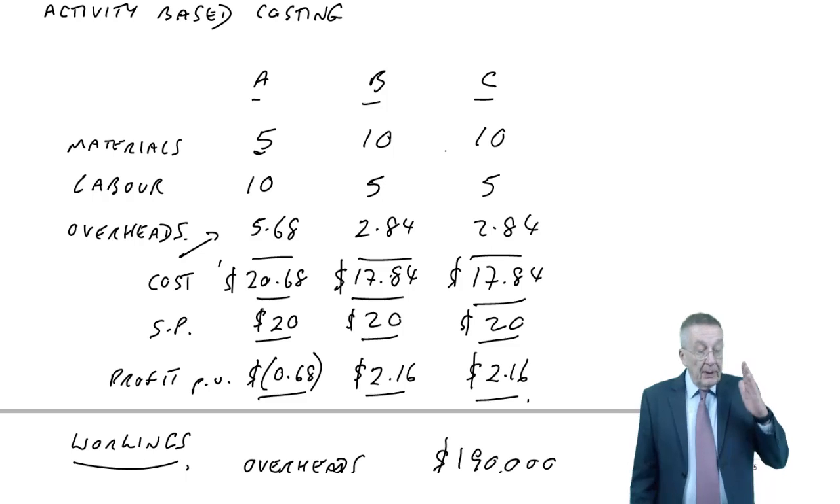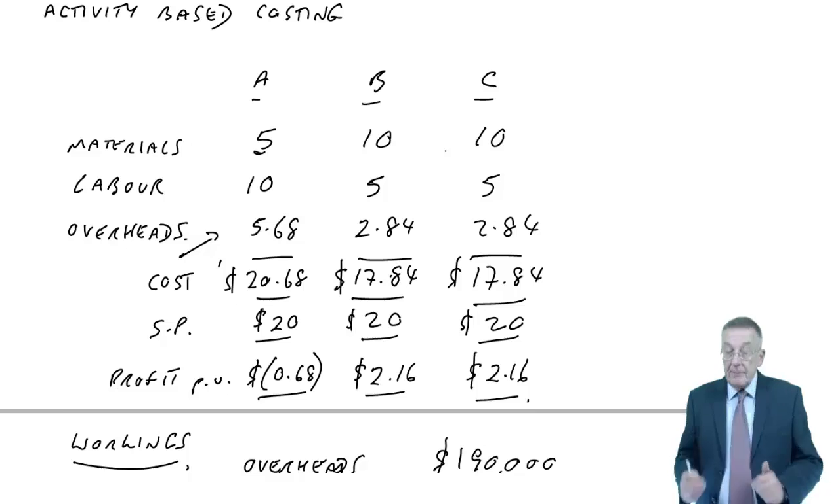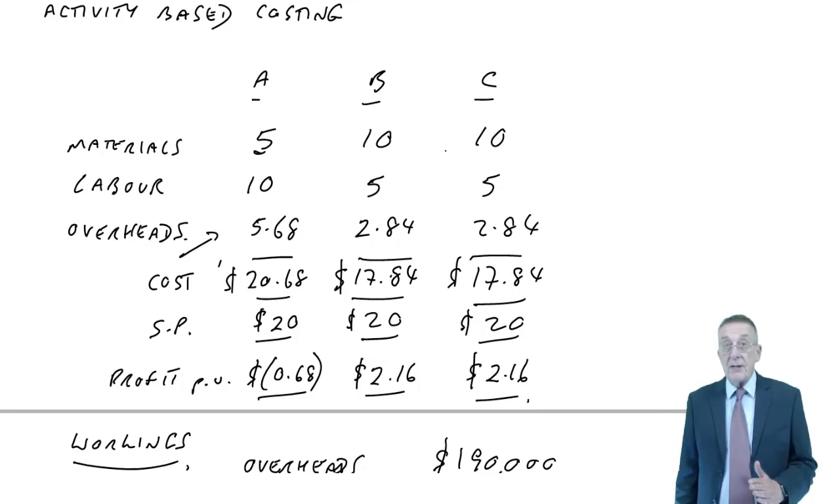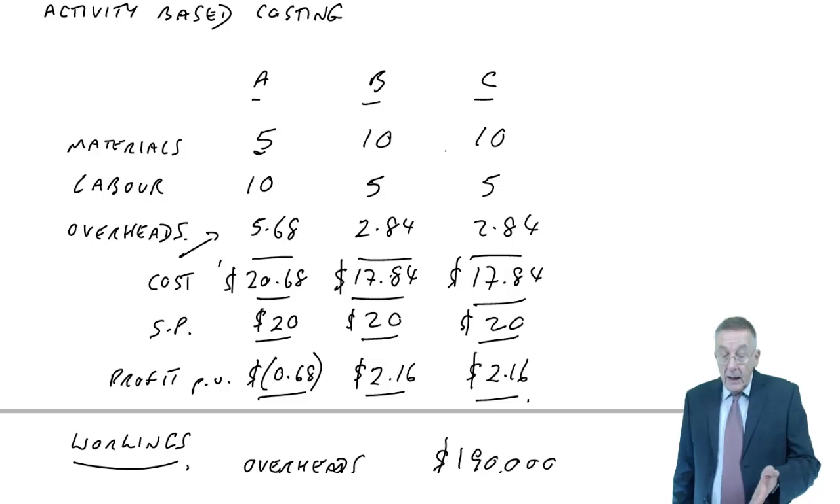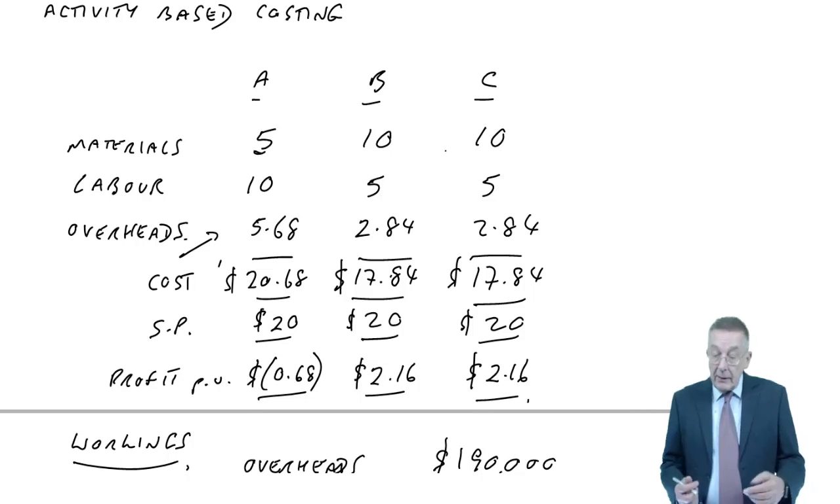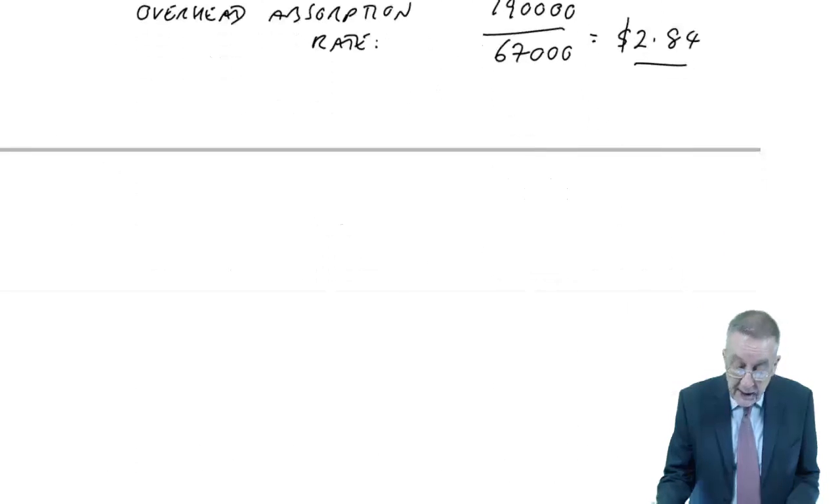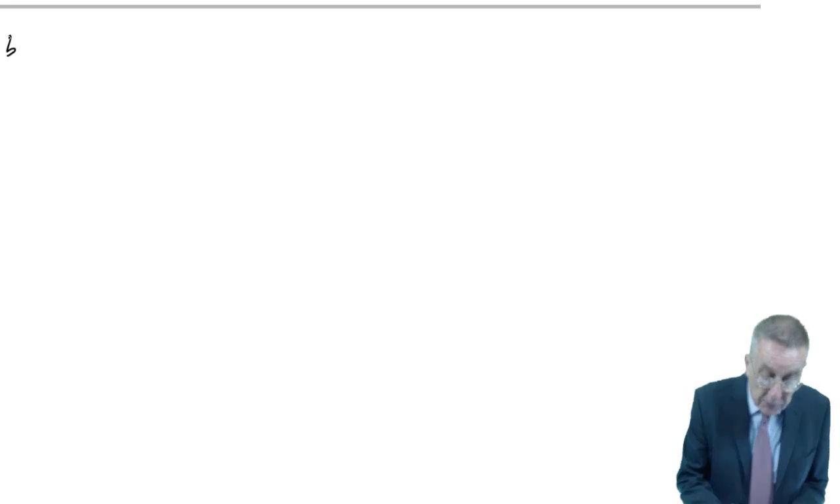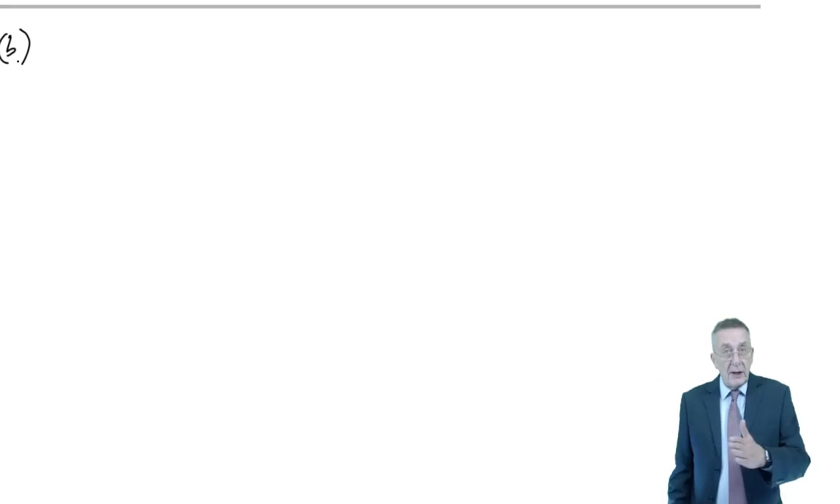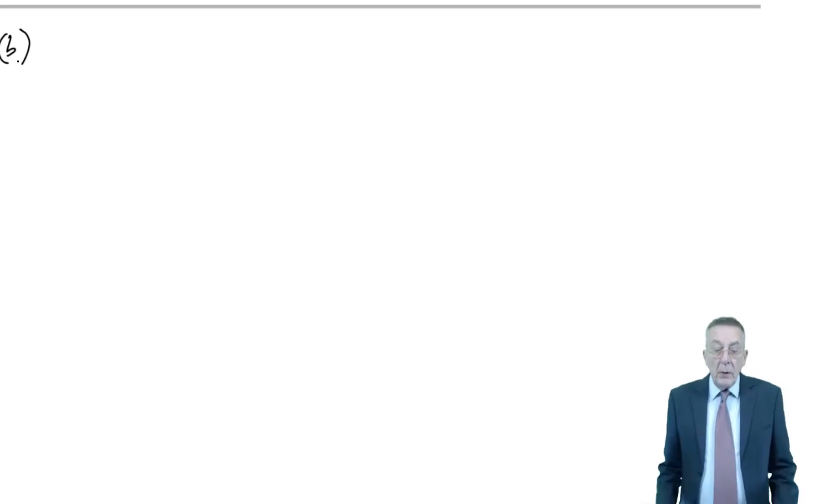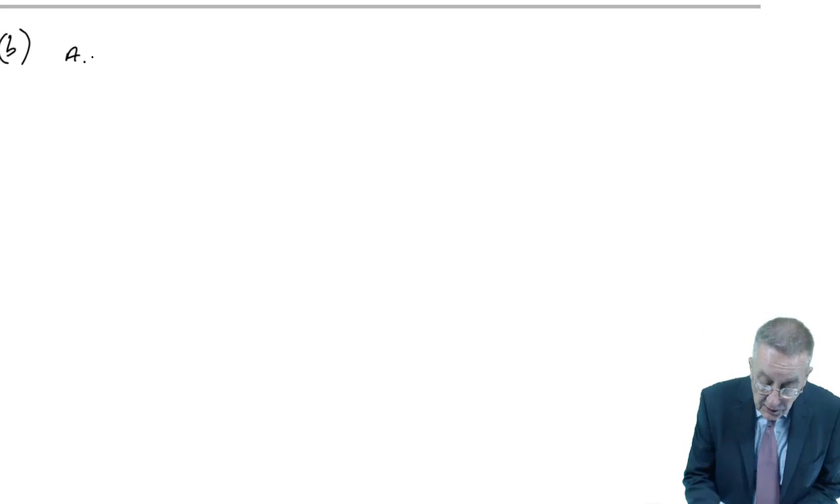All right. In the previous lecture, we went through part A of the example, traditional costing, and we got those costs per unit and those profits per unit. Now, as I said, we're now going to look at part B, which is exactly the same question, the same problem, except we're going to do it in what I think you'll agree is a somewhat better way. We're going to do activity-based costing.